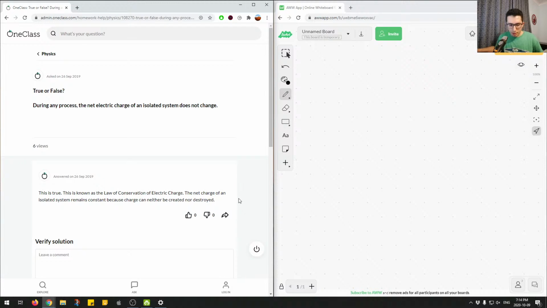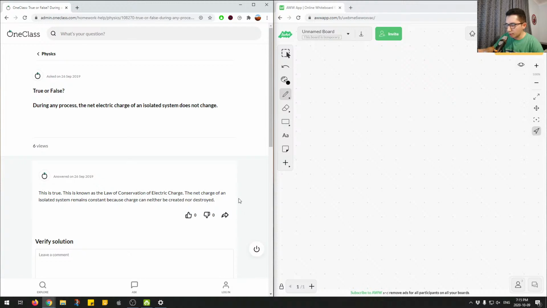Okay, so here we're given a true or false question. During any process, the net electric charge of an isolated system does not change. So this is a question about the law of conservation of electric charge. The definition is that the net charge of an isolated system remains constant, because charge can neither be created nor destroyed. So this is just the general definition. This question would require you to just know that as a fact, and it will be true.